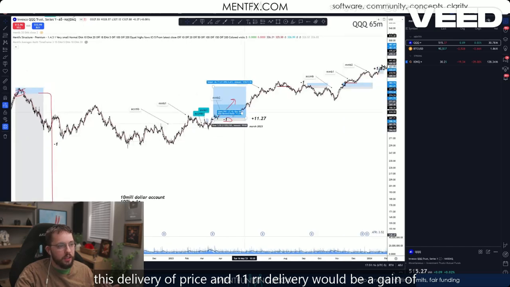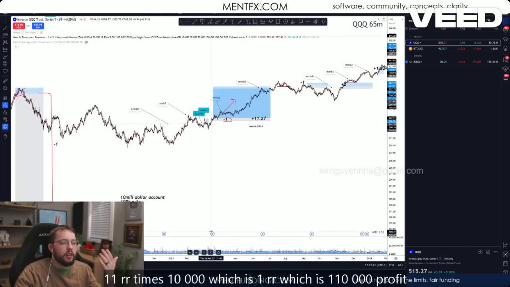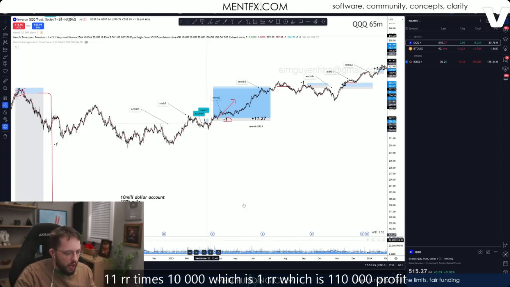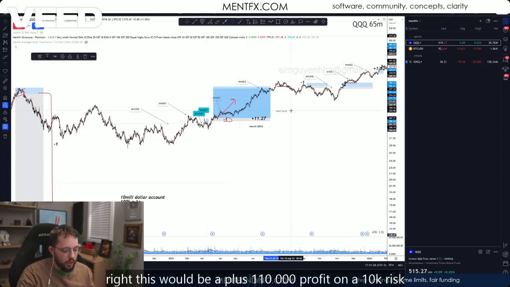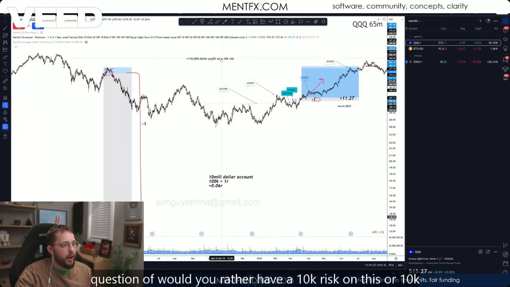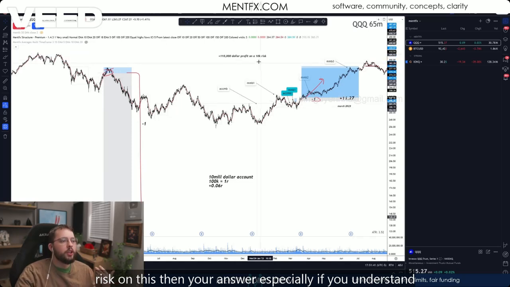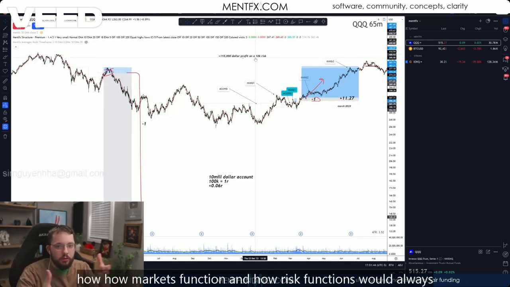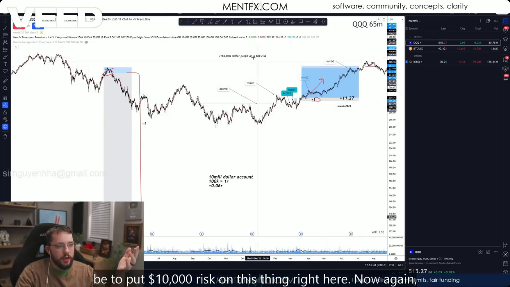Where like this delivery of price, an 11 RR delivery, would be a gain of 11 RR times 10,000, which is $110,000 profit, right? This would be a plus $110,000 profit on a 10K risk, because that's what minus 1 R is, right? So if I asked you the question of would you rather have a 10K risk on this or 10K risk on this, then your answer, especially if you understand how markets function and how risk functions, would always be to put $10,000 risk on this thing right here.